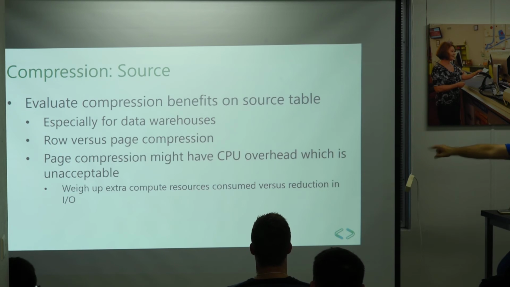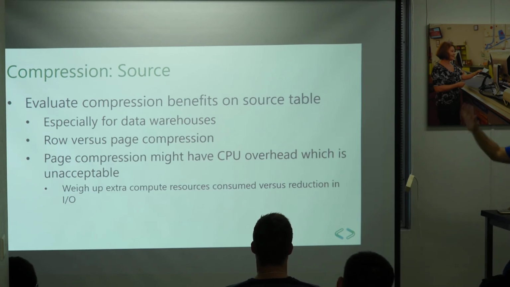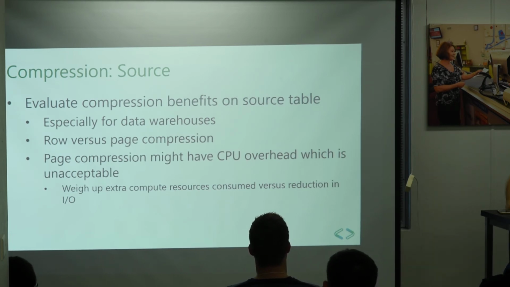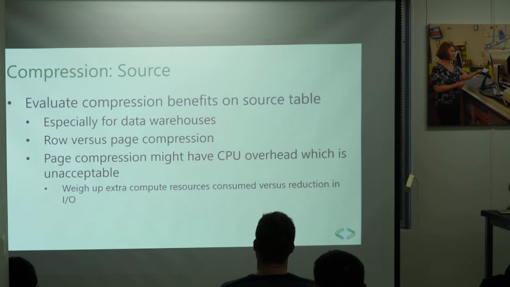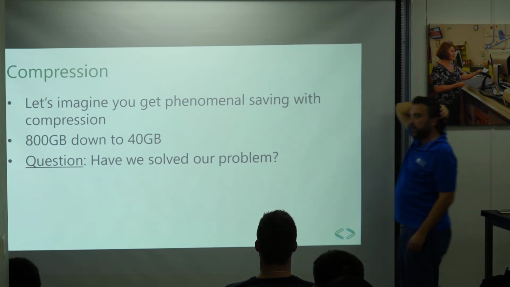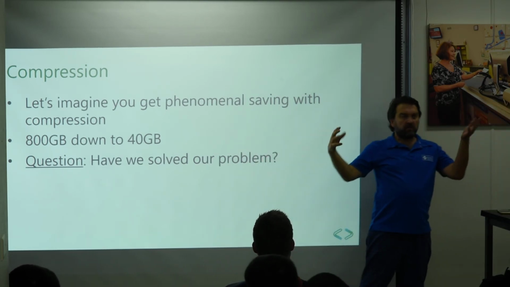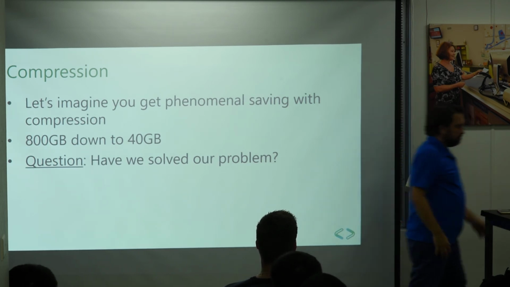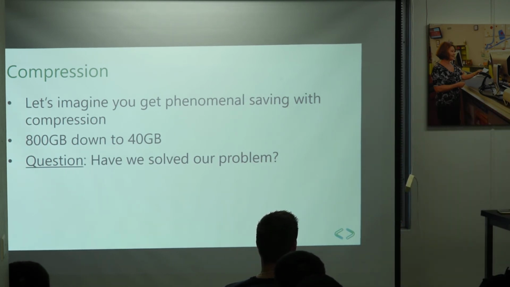So, again, you can see over here, CPU overhead might be unacceptable, but again, in this case, there's end of month processing, etc. So just be aware of the fact that compression can take up CPU. Now, let's imagine you get phenomenal savings with compression. So you're down from 800 gigabytes down to 40 gigabytes. How about we solved our problem with that, select into? No. Why not? You shifted the bottleneck. Well, we sort of solved half the problem because the source table is a 40 gig scan instead of an 800 gig scan. What was the problem when we created the temp table?